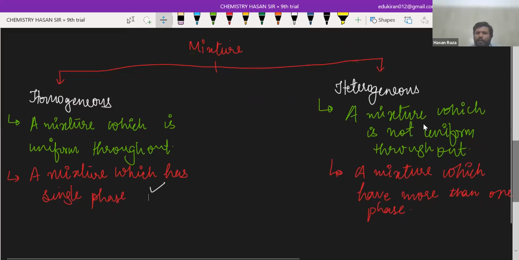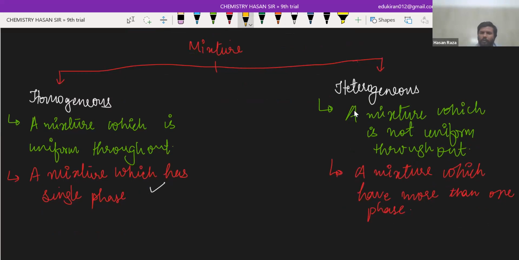It's very simple. Like you told me, when you mix salt in water or sugar in water, let's say salt plus water, what will happen after dissolving the salt in water? Will you be able to differentiate where the salt is and where the water is?